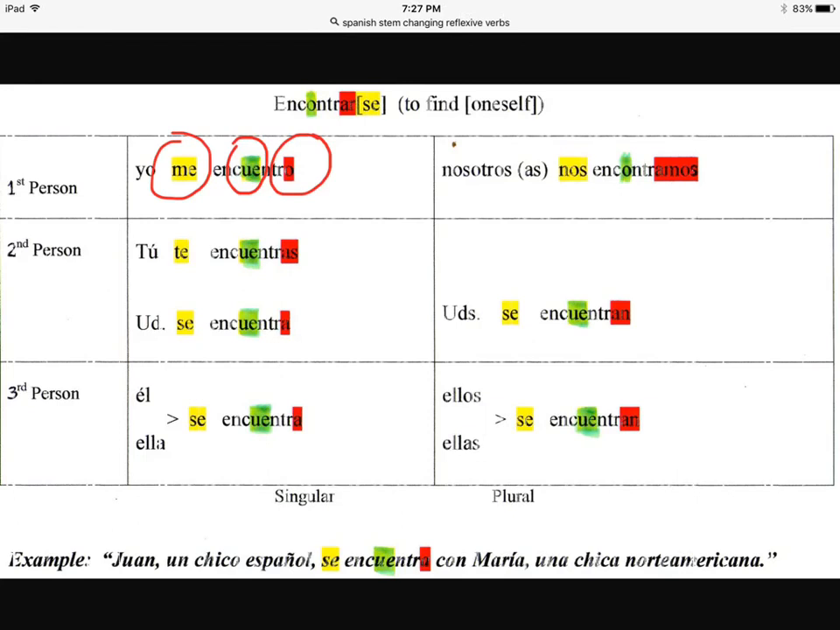But you can do it. You've been doing it this whole time, and this is just going to seal the deal for you, and you're going to be an expert after this. Just remember, nosotros is the one that we don't stem change. And they're just showing you there it stays in O right there.